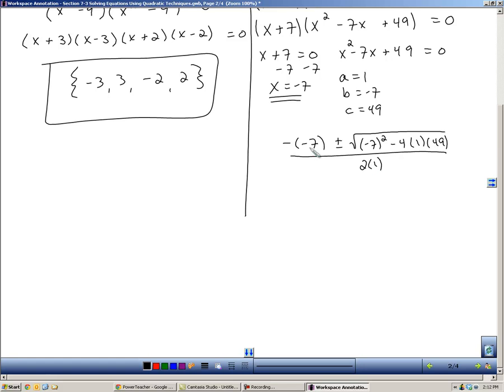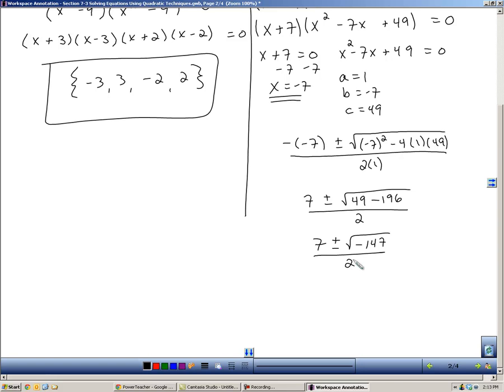So the opposite of our b, plus or minus the square root of our b squared minus 4 times a, which is 1, times c, which is 49, all over 2 times 1. Simplifying, we get a positive 7, plus or minus the square root of, this is going to be 49, this is going to be minus 196, over 2. Simplifying some more, 7 plus or minus the square root of negative 147 over 2.